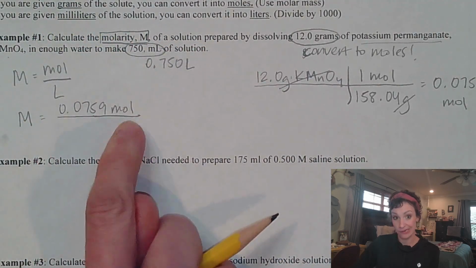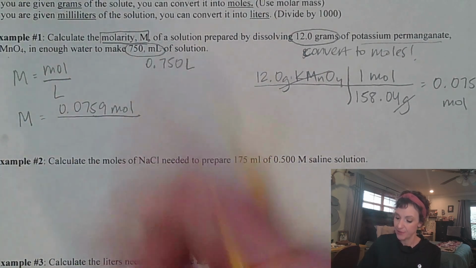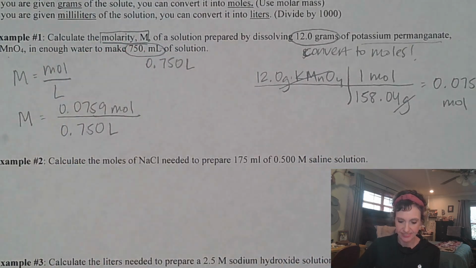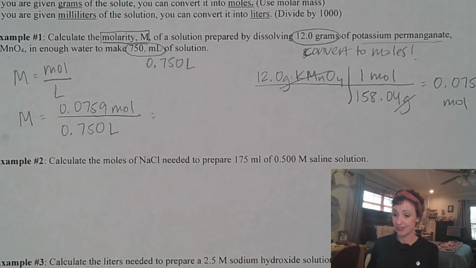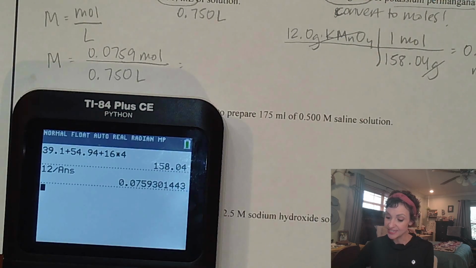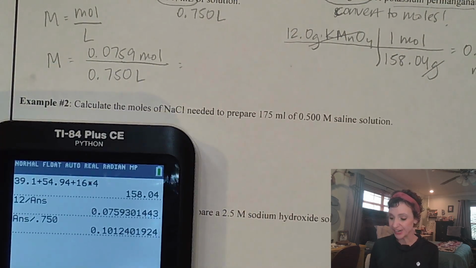Once again, I'm writing units every single time so I know that I'm not going to mess up. Divided by my volume of the solution, which is 0.750 liters, right? So now on my calculator, I am ready to take that precise value of moles that I still have and divide that by 0.750, and then I get my final answer. Okay, so that is the molarity.